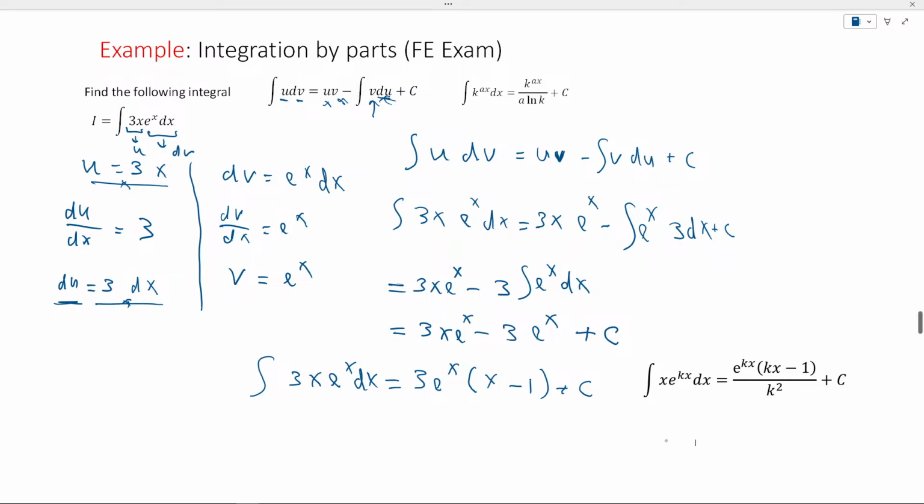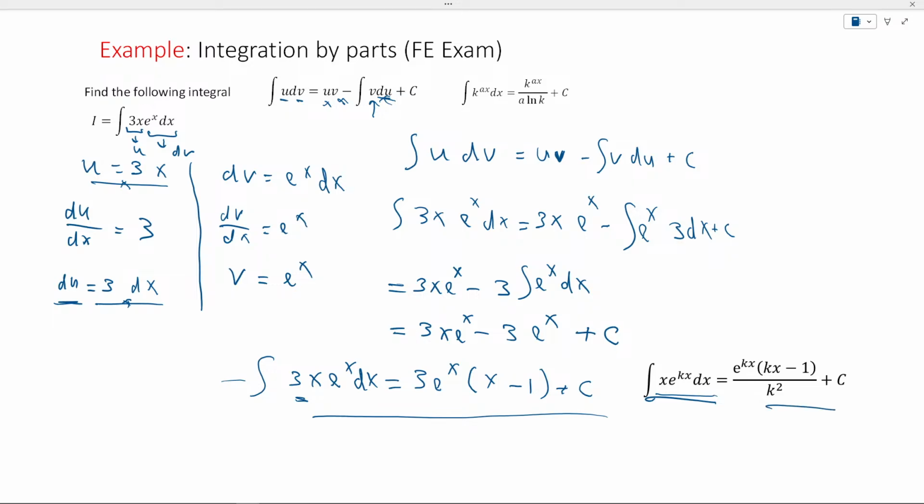Here the 3 is a constant, so I can take it out. So the integral of x e to the power x dx is equal to this, where k in that case is equal to 1. So I got what I have here. In the previous lesson I just showed you the already made function. But how did we reach this solution? Basically, we reached this solution through integration by parts. That's how we evaluated this through integration by parts.